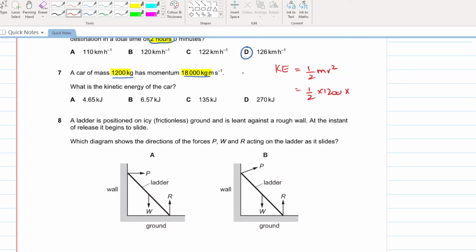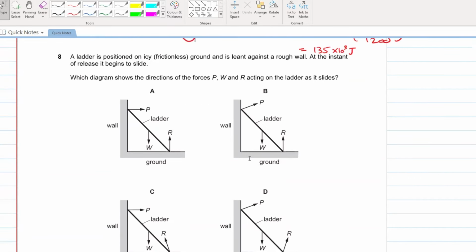Perfect. How will you calculate the velocity? Velocity is momentum over mass. This is your momentum divided by mass. So momentum is 18,000 divided by mass taken whole square. What does your value of kinetic energy come out to be? Yep. If you calculate it, the value of kinetic energy comes out to be 135 into 10 raised to the power of 3 joules. That is equal to 135 kilojoules.